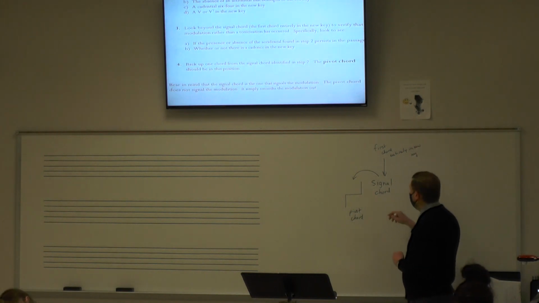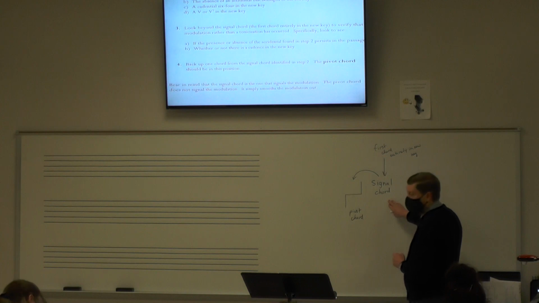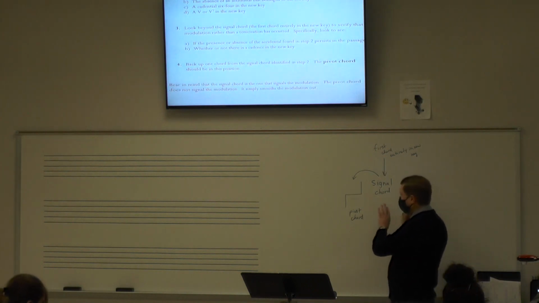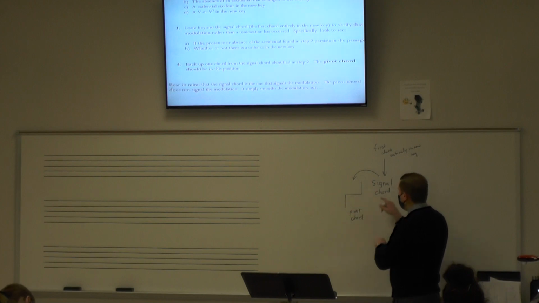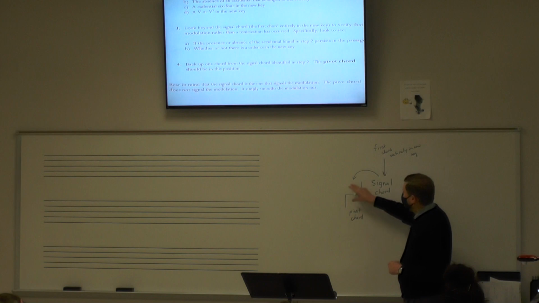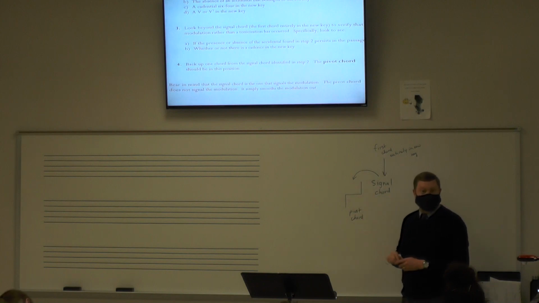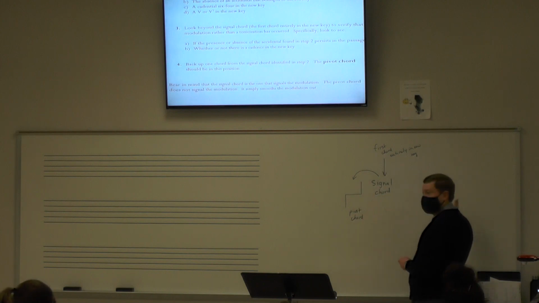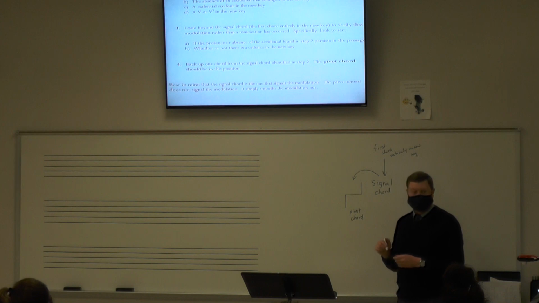It's important to know that. The signal chord is always going to be the first chord that's entirely in the new key. There are no vestiges, no remnants of the old key anymore by the time we get here. The last vestige or remnant of the old key is found in the pivot chord, and that's it. After the pivot chord, everything is in the new key, analyzable in the new key.